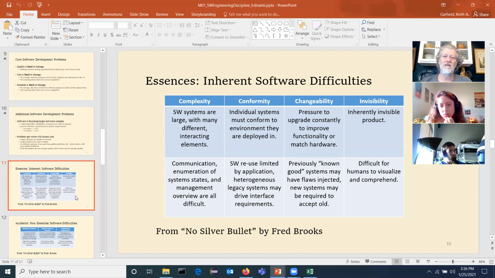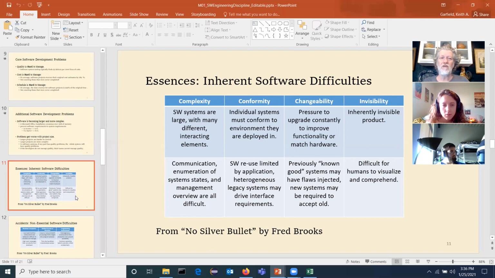Try that with software, right? Where's your plywood mock-up of your program? It's invisible. You can't touch it, can't see it. Very hard to understand it. That just makes the ability to understand the software that much more difficult. Conformity and changeability are a little tougher.